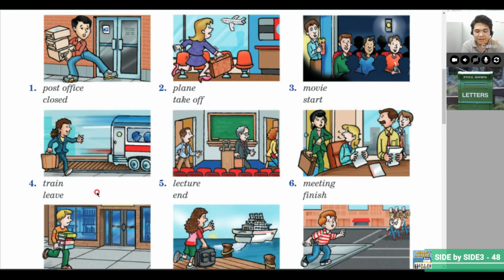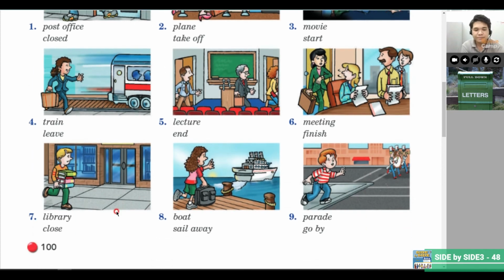Number seven, did you get to the library on time? No, I didn't. By the time I got to the library, it had already closed. Number eight, did you get to the boat on time? No, I didn't. By the time I got to the boat, it had already sailed away. Number nine, did you get to the parade on time? No, I didn't. By the time I got to the parade, it had already gone by.